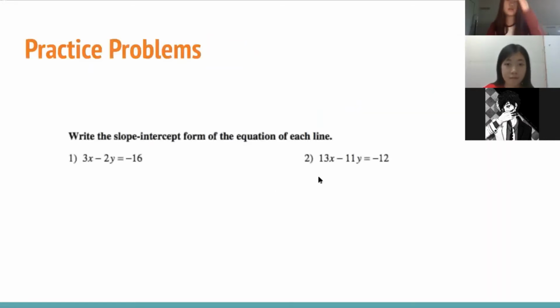Okay, here are some practice problems. I don't know if you can solve them, but basically we have to turn these equations into the slope-intercept form, which is y equals mx plus b.